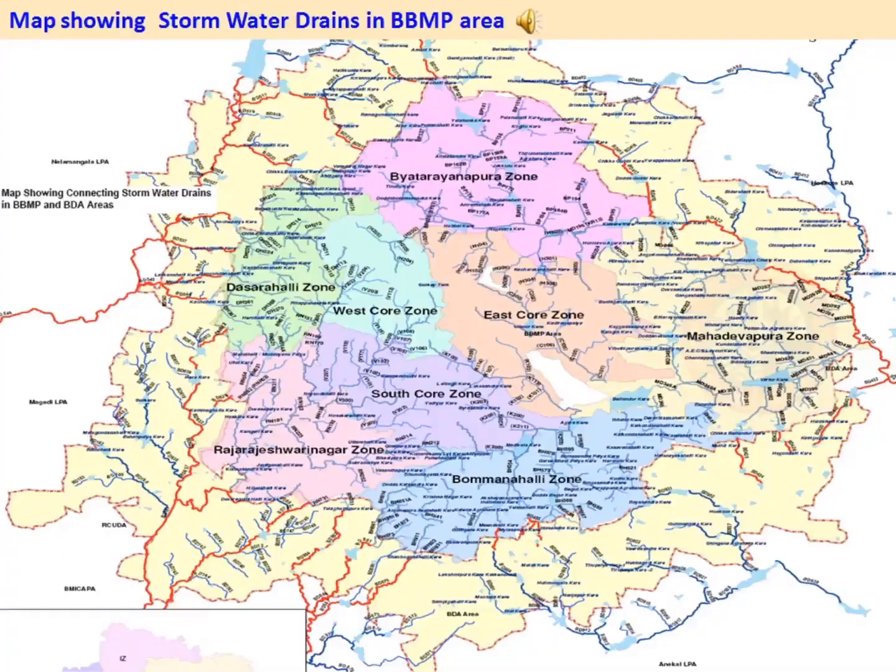GIS mapping is very much useful in stormwater management in urban areas. With the help of topo sheets and existing field level details, it is possible to create a GIS map for the storm drainage network plan.